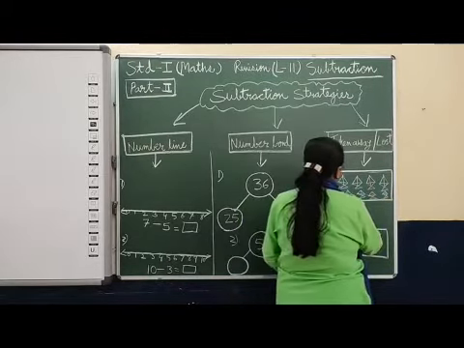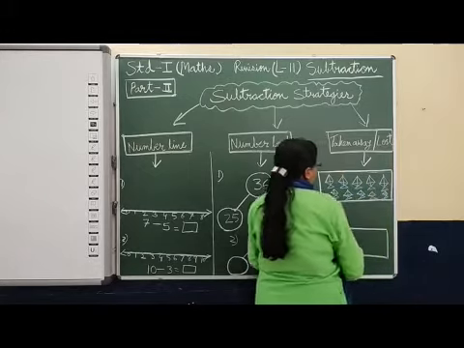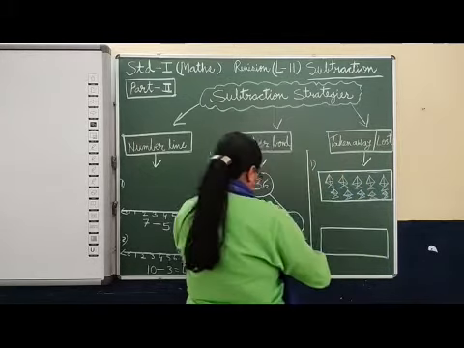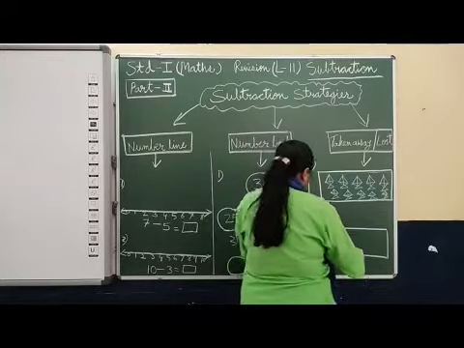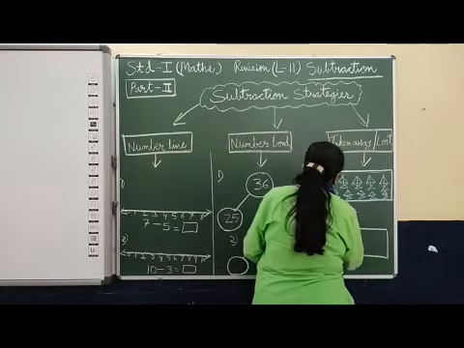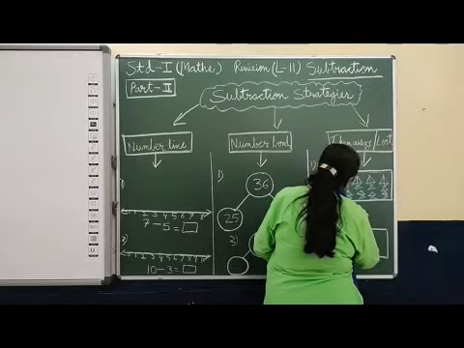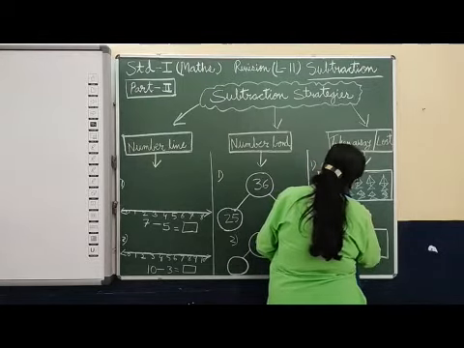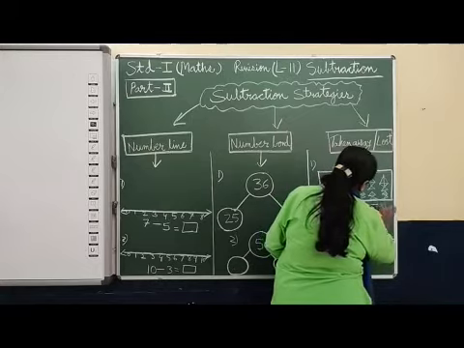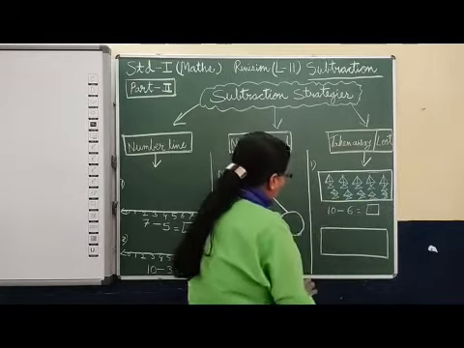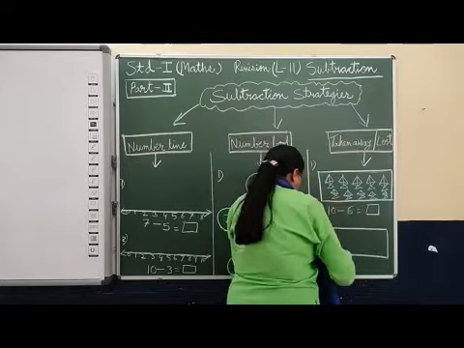3, 4, 5, 6, 7, 8, 9, 10. 10 are there. Okay? So here we will write 10 minus 6 is equal to how much? We will cross or mark something, we will do it afterwards.